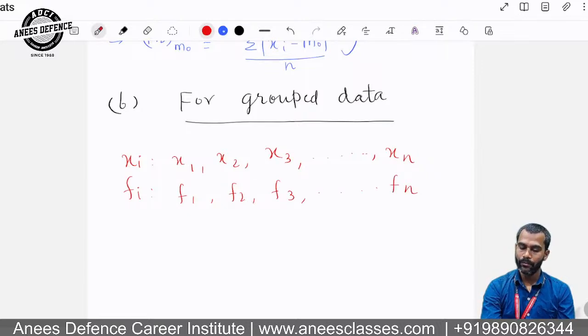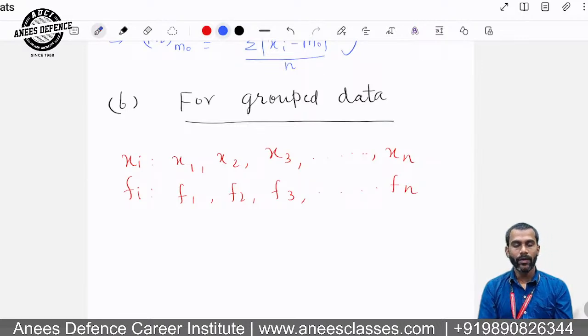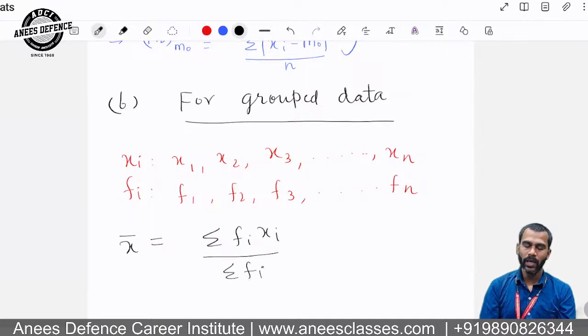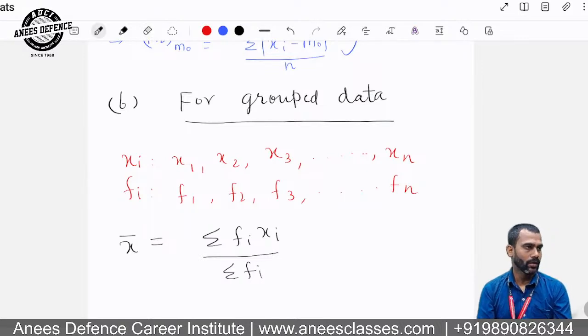Okay. Now, what we have to do? We have to find out mean first. So tell me, what is x bar? Summation fi xi divided by summation fi. Any method you can use, direct method, step deviation, or assumed mean. I'm writing the first formula. X bar you have to find out, and then we have to apply.